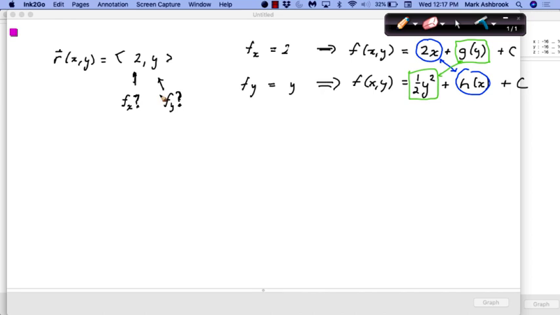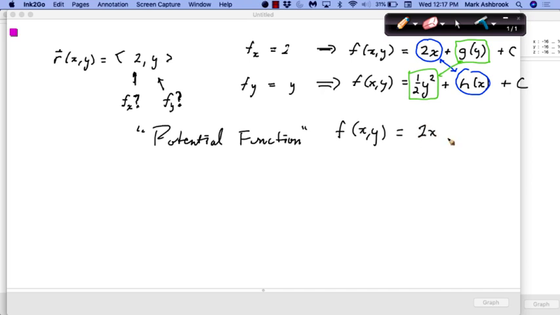Given a gradient field, the function from which it comes is called the potential function. What is the potential function for which the given vector field is its gradient field? What would it be? 2x plus 1/2 y squared plus any constant. And how do we check it? Well, find the gradient. Take the partial derivatives. If we get exactly what we started with, and we do, we get 2 and then y, we got it right.